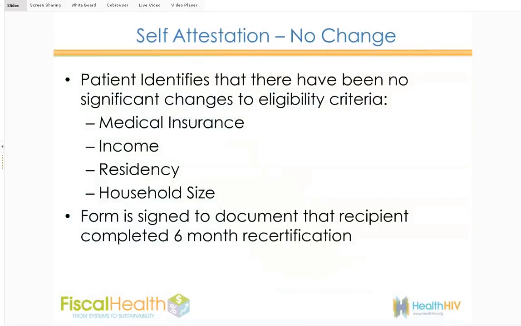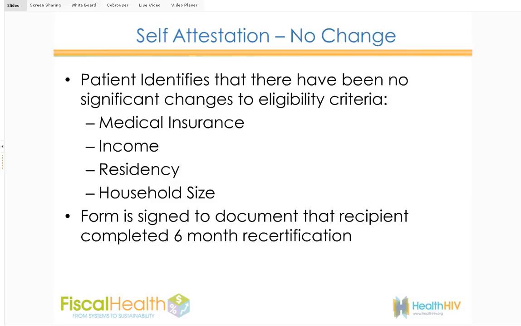So the self-attestation of no change is basically a form that a patient certifies that they have not had any changes in the last 6 months. And so they're going to specifically identify each of the eligibility criteria, medical insurance, income, residency, and household size, and say, no, I have not had changes in each of these areas. And the client can sign the form that says they certify that this is true, and then the recipient will have documentation that they've done their 6-month check with the patient.